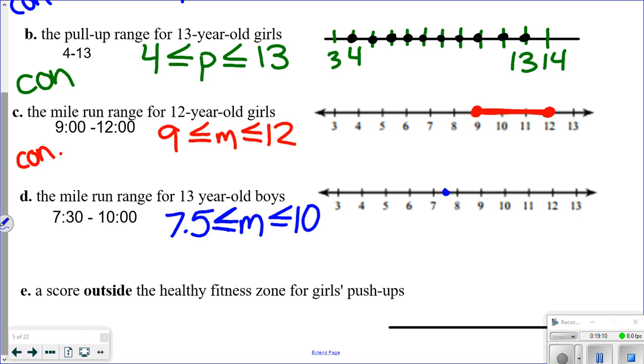So closed circle at 7 minutes, 30 seconds. A closed circle at 10. And we are going to shade or fill in everything in between that. Because we could get 8 minutes. We could get 8 minutes and 52 seconds. So shade in between. This again is a conjunction. It's one big compound inequality. Notice we're shading to connect our two circles, our 2 points.